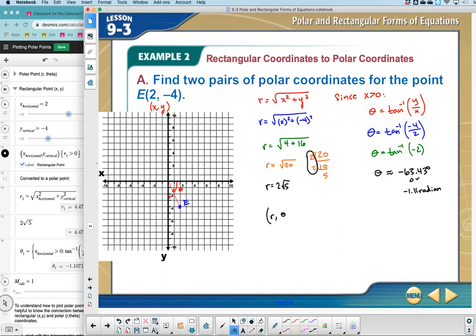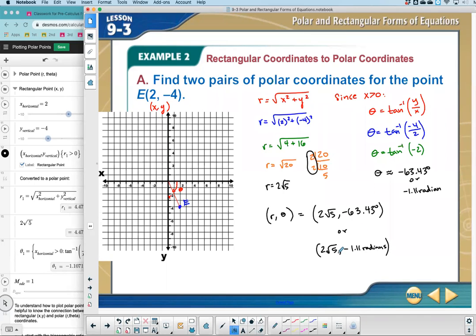Okay, so how would you write your answer? You'd write it as r comma theta. So in degrees, it would be 2 square roots of 5 comma -63.43 degrees. Or we could say this is 2 square root of 5 at -1.11 radians.